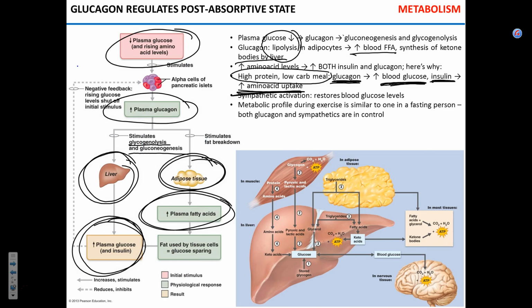Oh, before we move on, let's quickly review which processes are up in the post-absorptive state. So in the post-absorptive state, glucose, what is it used for mainly? Which organ is it directed to? Brain. It is directed to the brain. So in all other cells, glucose breakdown is increased or decreased? In all other cells except the brain, glucose breakdown should be decreased, so there's more glucose for the brain. So we can say that glycolysis is down.